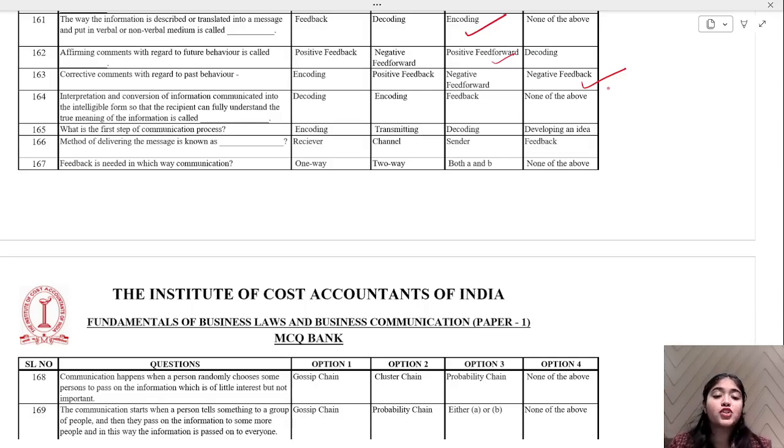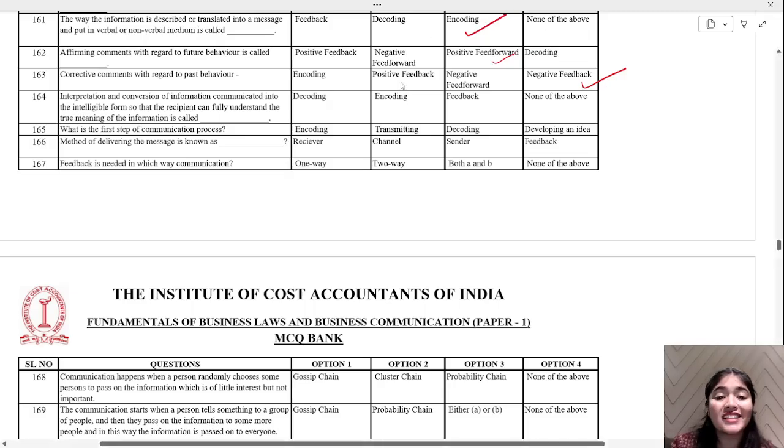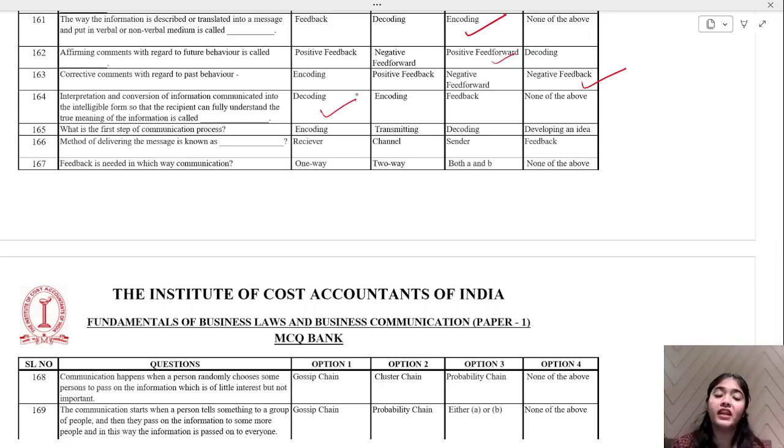Interpretation and conversion of information communicated into the intelligible form so that the recipient can fully understand the true meaning of information is called as decoding. Right? We are opening up the message. What is the first step of communication process? Tell me. Encoding. Method of delivering the message is known as channel.